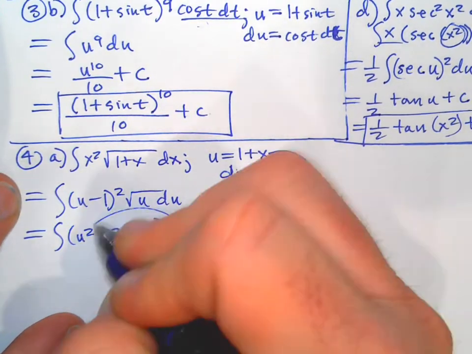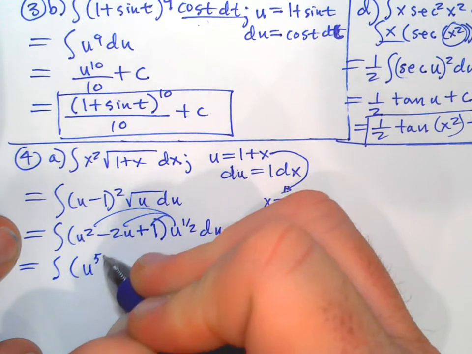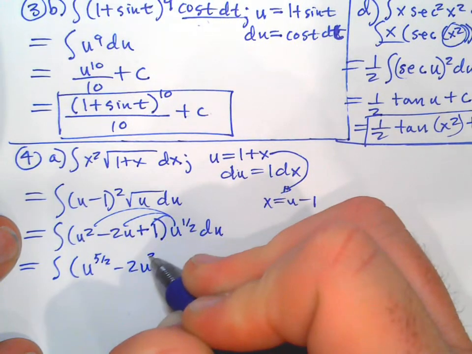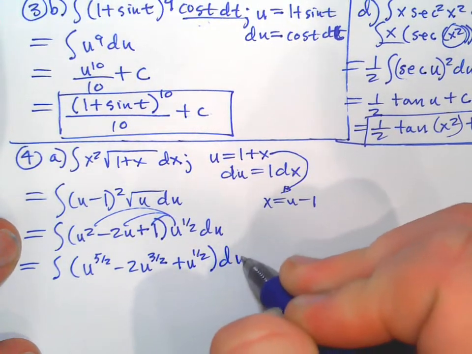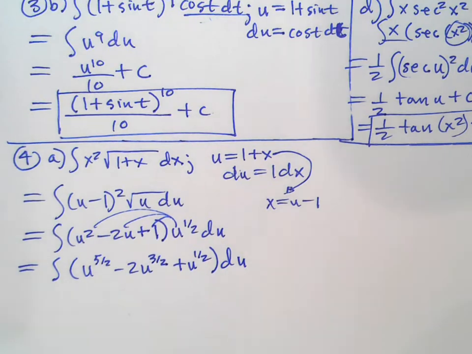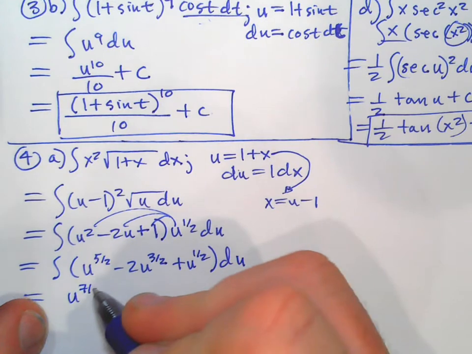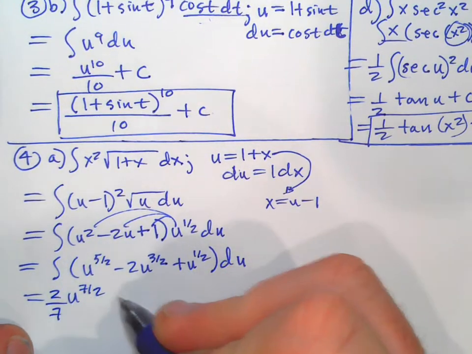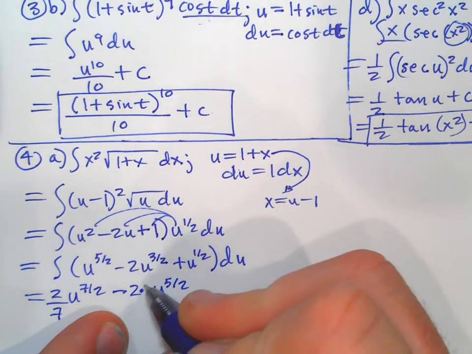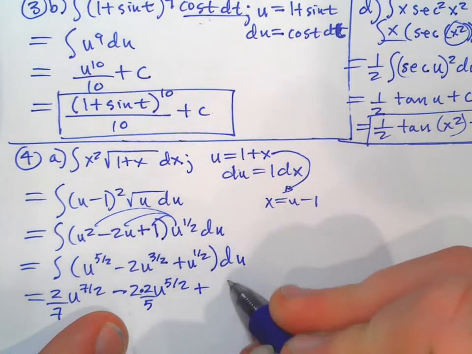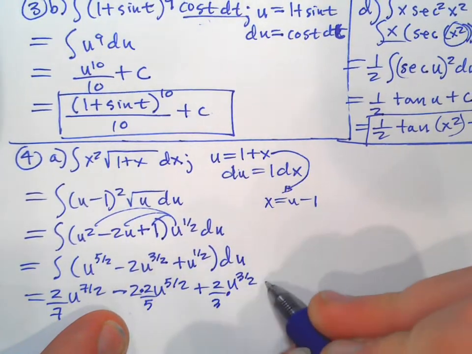And then we can distribute this in and use rules of exponents to get u to the 5/2 minus 2u to the 3/2 plus u to the 1/2. You definitely need these parentheses and definitely need the du. Now I think I got something I could integrate. So it's going to be u to the 7/2, bump it up 1, divide by the new exponent, multiply by the reciprocal. Bump it up 1, divide by the new exponent, or multiply by the reciprocal. Bump it up 1, divide by the new exponent, or multiply by the reciprocal, plus c.